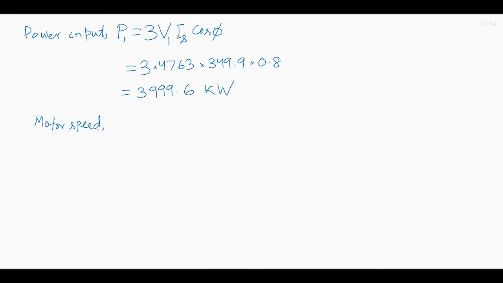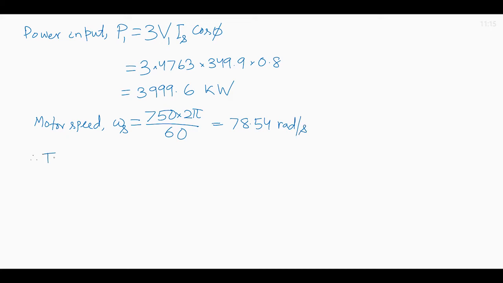Motor speed in radian per second is, speed in RPM is 750 into 2 pi by 60. So, this is 78.54 radian per second.